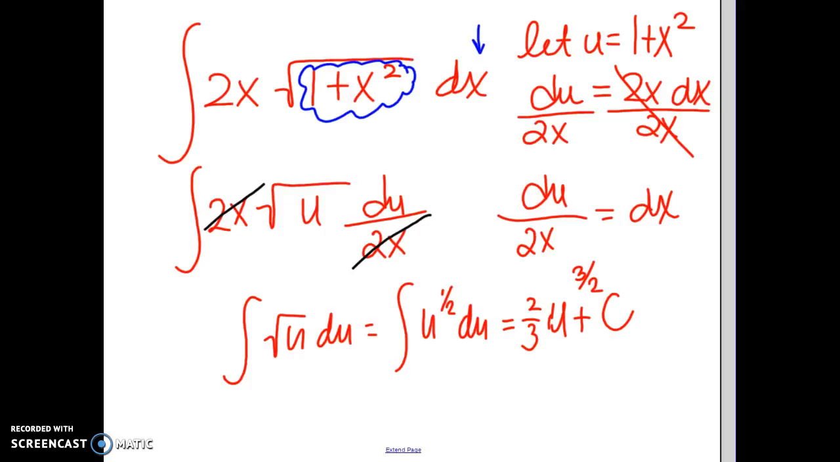Okay. Now, I'm not quite finished, but I'm really, really close. And the easy part, all I have to do now is substitute back in for u. So my original integral is equal to 2/3 times the quantity 1 plus x squared, raised to the 3/2, plus c.